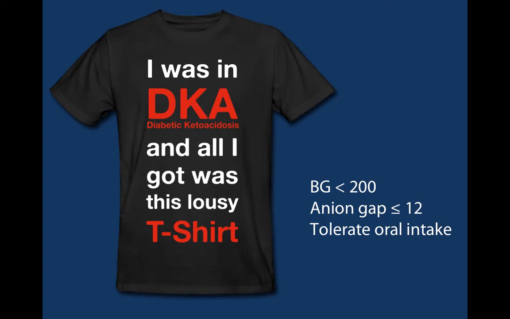The acute goals for DKA and HHS are a stable blood pressure and adequate urine output to prevent the most common causes of death, infection, and MI. To transition to sub-Q, sugars must be below 200, the anion gap must normalize, and the patient must tolerate oral intake.